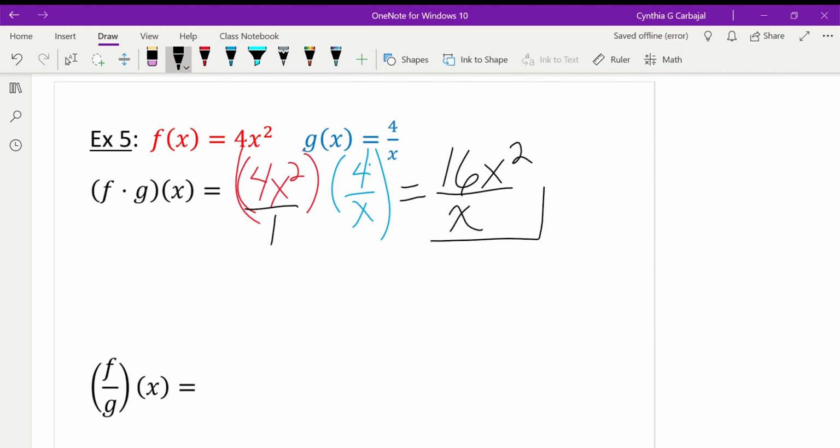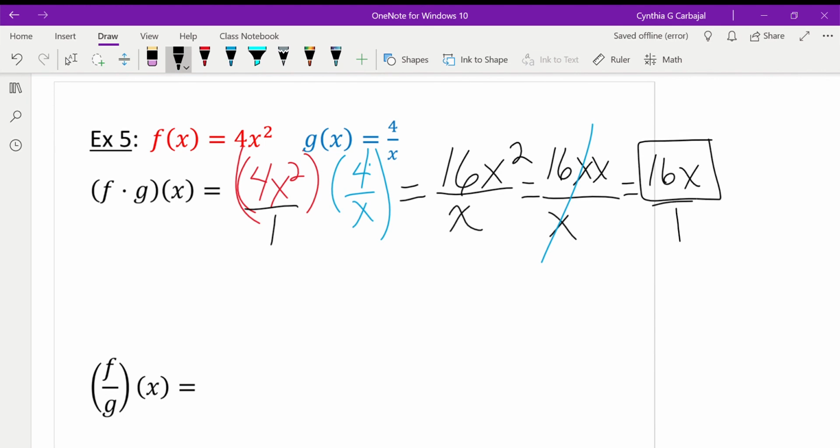Oh, wait, it still simplifies. Well, that means I have 16x squared on the top, just 2 x's, and then over x. Well, one of those x's is going to cancel out, and I'll be left with 16x. And if you want, you could put over 1 or just 16x. Okay, so a little bit of review on fractions.